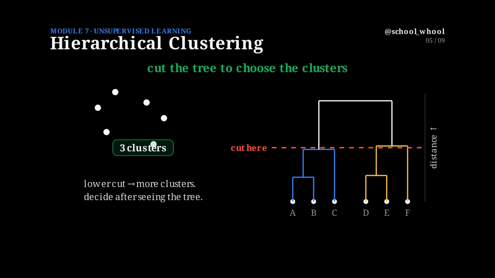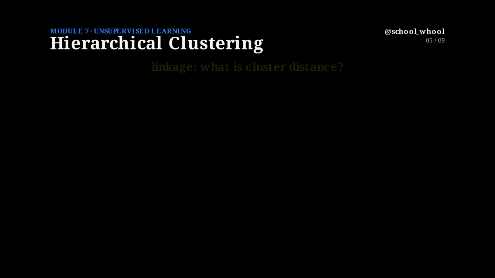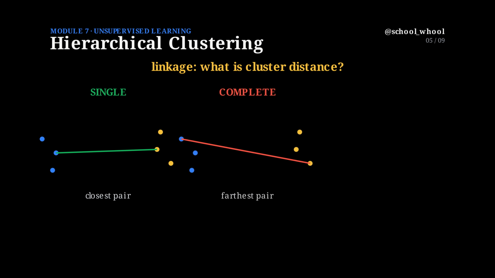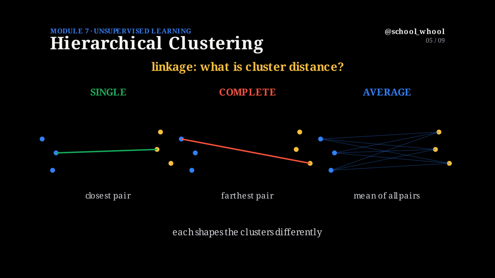One detail we glossed over. What does distance between 2 clusters even mean? That choice is called the linkage. Single linkage uses the closest pair of points. Complete linkage uses the farthest pair. Average linkage uses the average over all pairs. Each gives differently shaped clusters, so the choice matters.